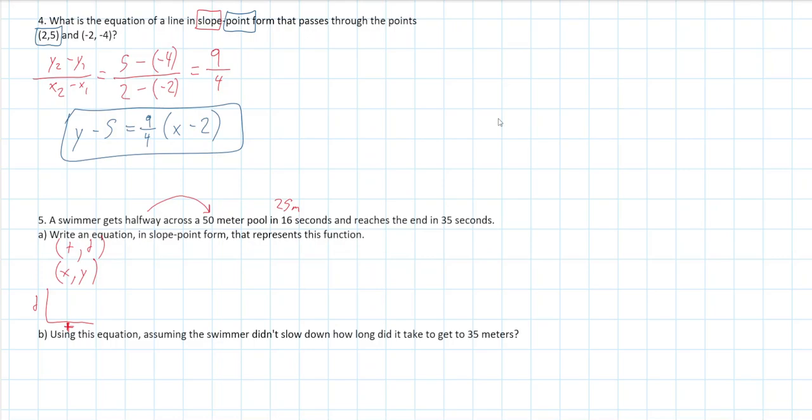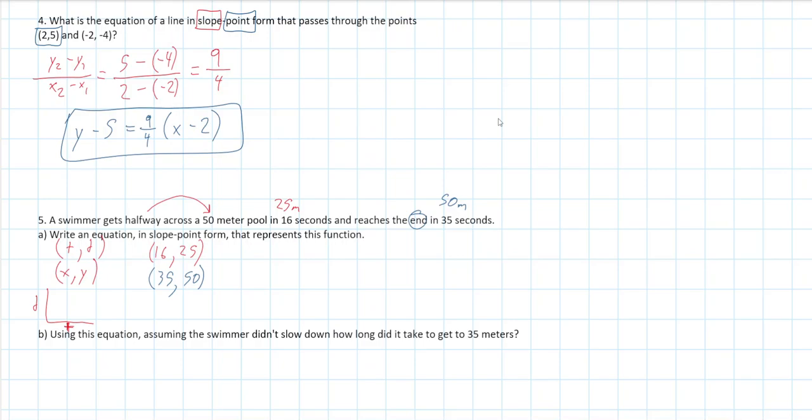So what I write as one of my points is 16, 25. As the second point, I would write, well, it's the end of a 50-meter pool, so it is 50 meters. Okay, and it took 35 seconds. Now realistically it's not a linear line, but we're pretending like it is, so we must not have started at time 0, because this wouldn't work out. But those are 2 points.